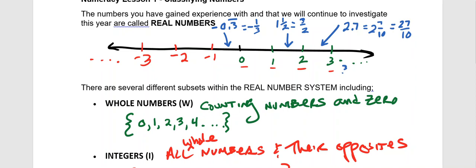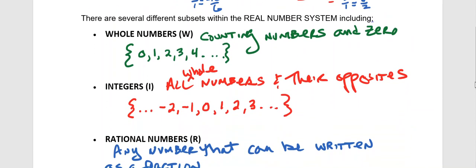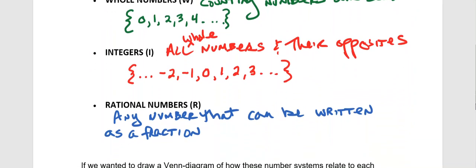3 can be written as, like I said, say 3 over 1, or an equivalent like 6 over 2. -2 can be rewritten like -2 over 1, or an equivalent like -12 over 6, and so on and so forth. So every number that can be converted to a fraction, and by that I mean a numerator or a denominator, would be classified as a rational number.